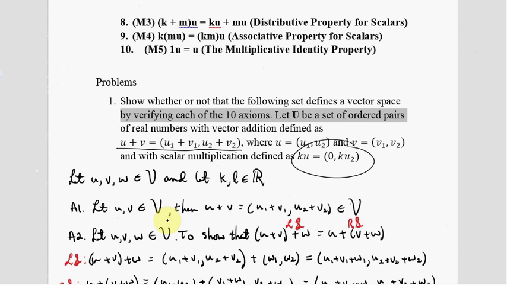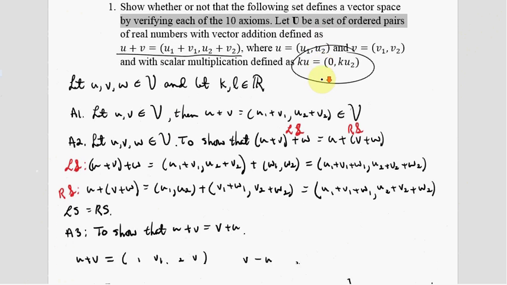Problem. Show whether or not the following set defines a vector space by verifying each of the 10 axioms. If a problem says that, you have to show all 10. If it doesn't say that statement, then you can just pinpoint the one that fails, or maybe 2 of them that fail, and then you're done, right? Yeah. I hate that part too, but it's in there.